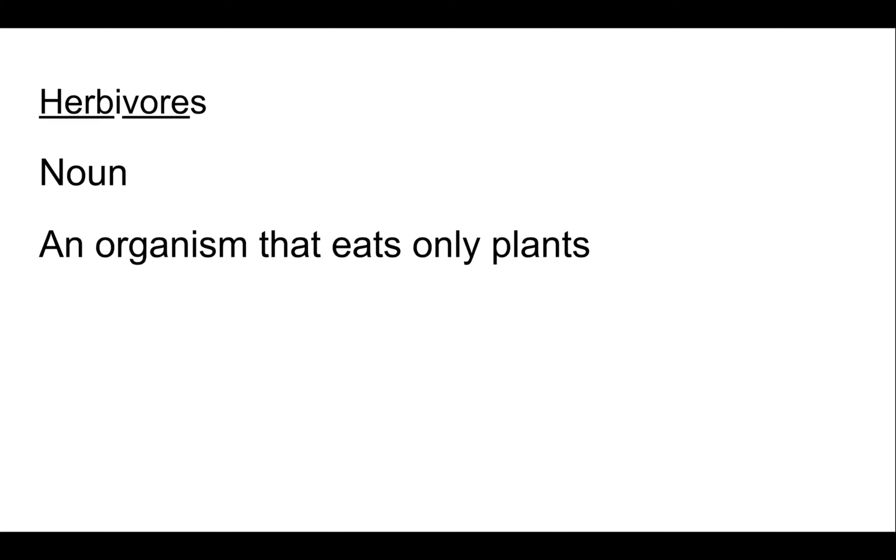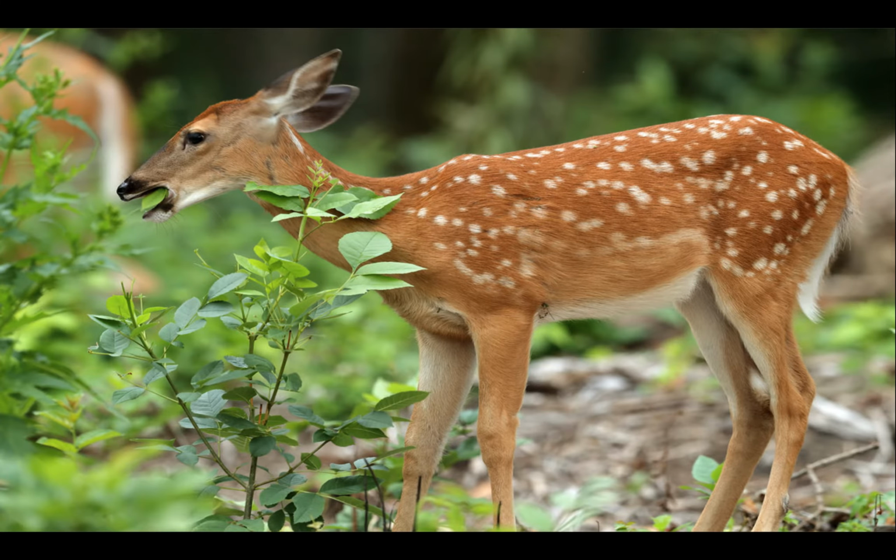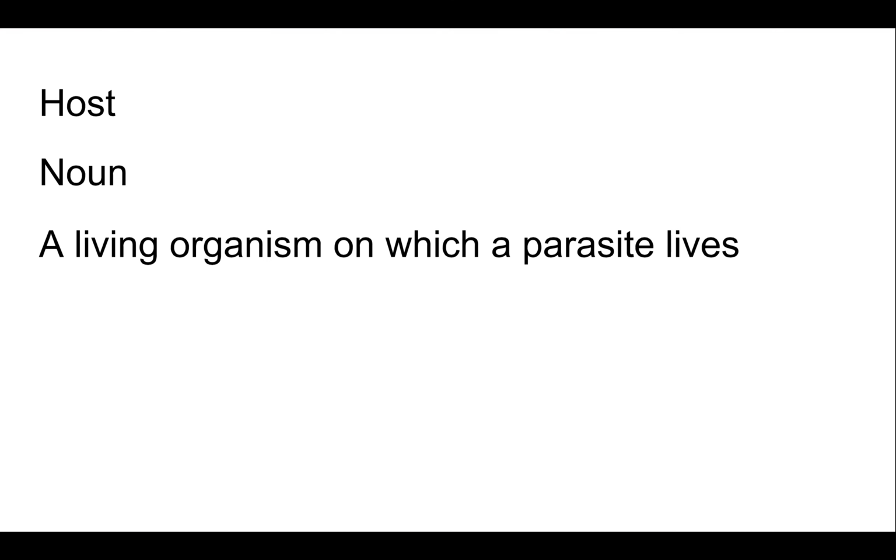So it's an organism that eats only plants. So you have lots of animals out in nature that just eat plant matter. They do not consume any meat in their diet. And a good example would be a deer, right? They graze on leaves and plants, but they only eat plant matter. They don't eat other animals.